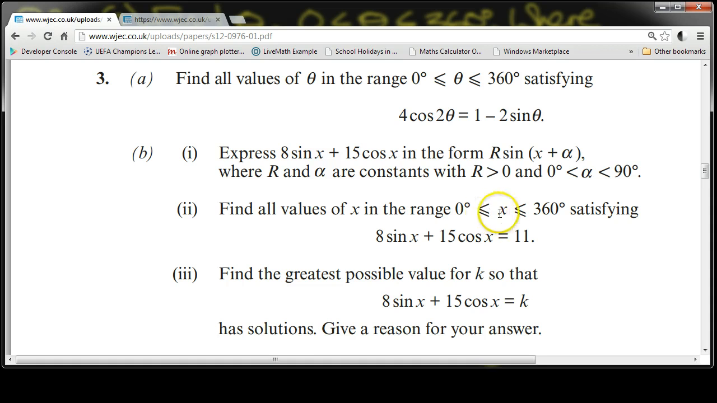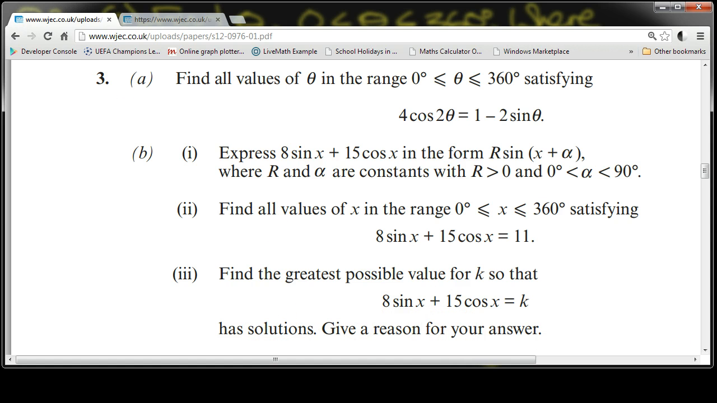Find all the values of x in the range of x between 0 and 360, satisfying 8 sine x plus 15 cos x equals 11. Find the greatest possible value for k so that 8 sine x plus 15 cos x equals k has solutions. Give a reason for your answer.